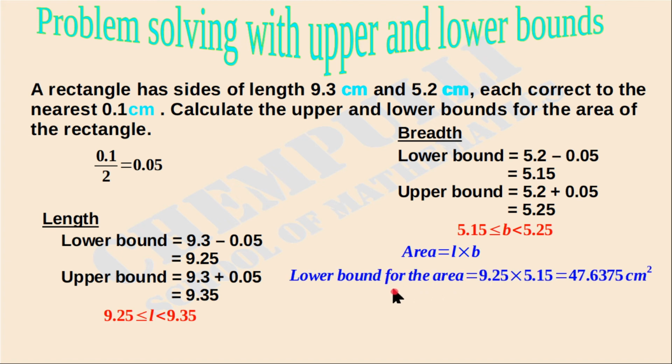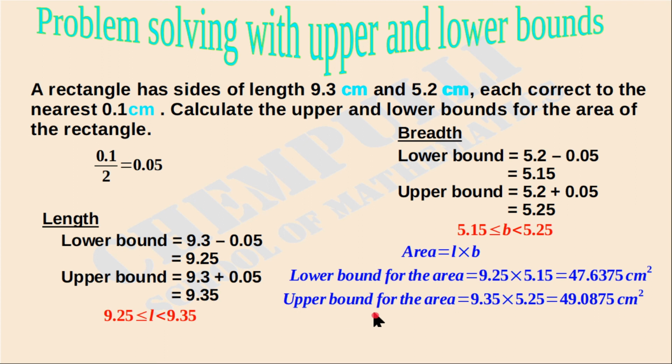So the lower bound for the area is equal to 9.25, the minimum of L, times 5.15, the minimum of B. Then we get the answer 47.6375 square centimeters. That is the lower bound for the area. In the same way we can find the upper bound, which is the maximum value. For that we take the highest L, 9.35, and the highest B, 5.25. So the upper bound for the area is 9.35 times 5.25, and we get the answer 49.0875 square centimeters.